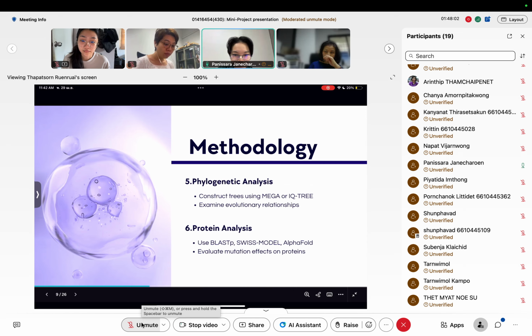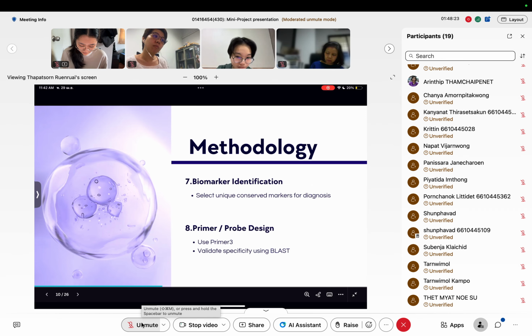Fifth is phylogenetic analysis: construct trees using MEGA or IQ-TREE, and examine evolutionary relationships. Sixth, protein analysis: use SWISS-MODEL or AlphaFold to evaluate the mutation effect on protein. Seventh is biomarker identification: select unique conserved markers for diagnosis. And the last one is primer design: use Primer-BLAST and validate species using BLAST.